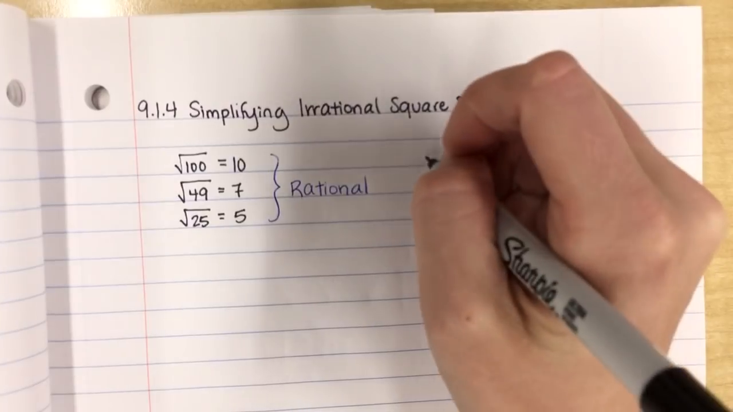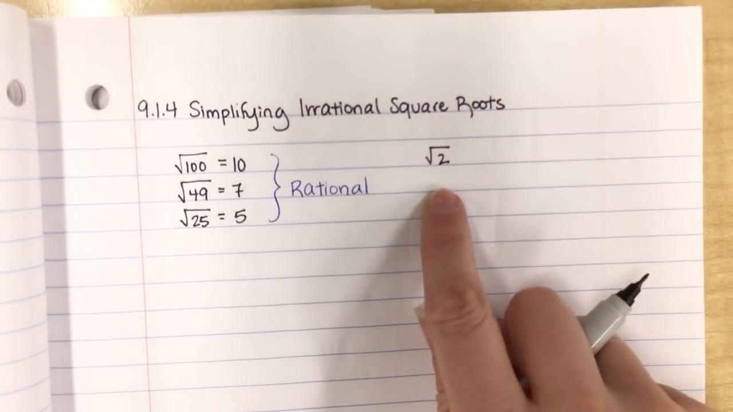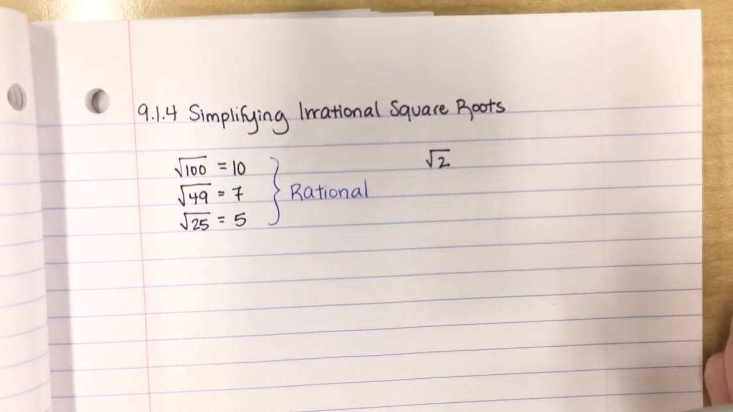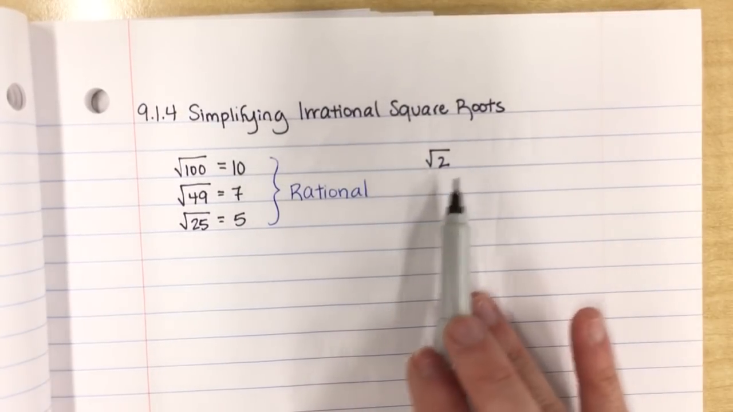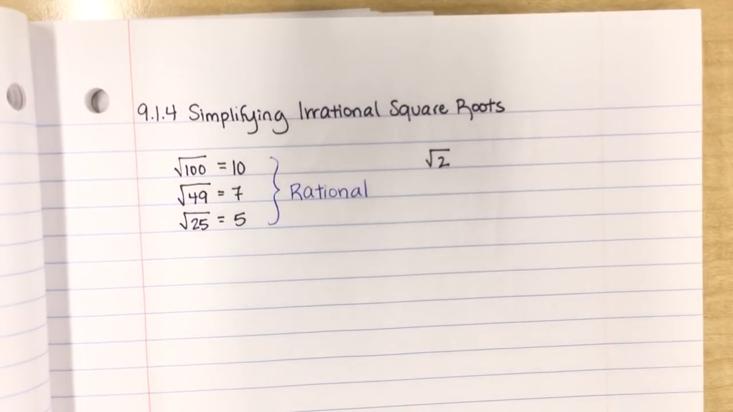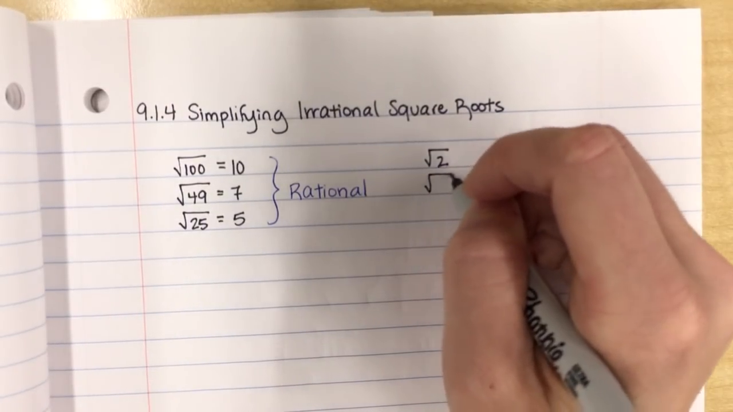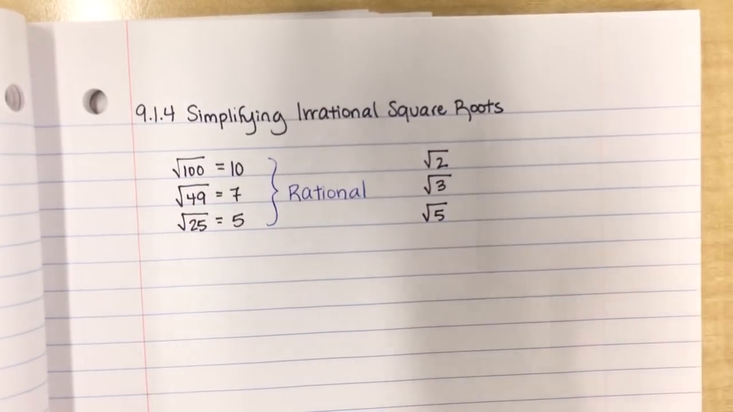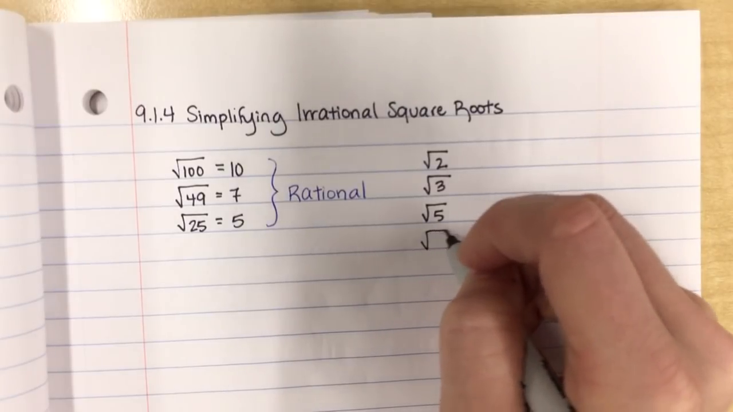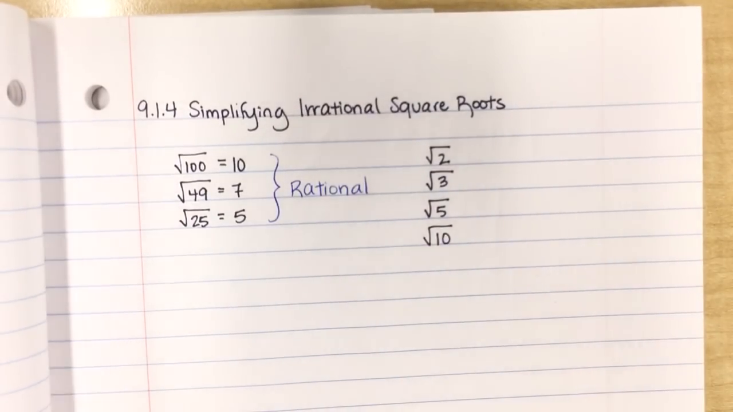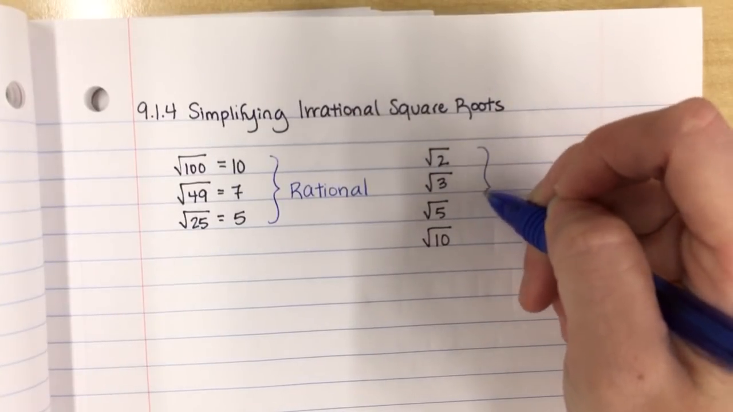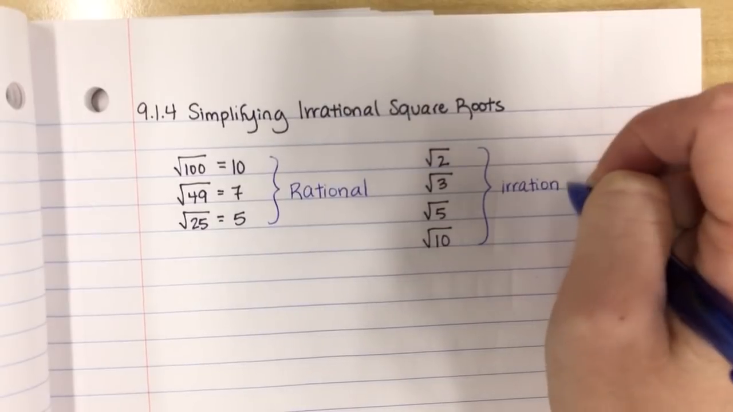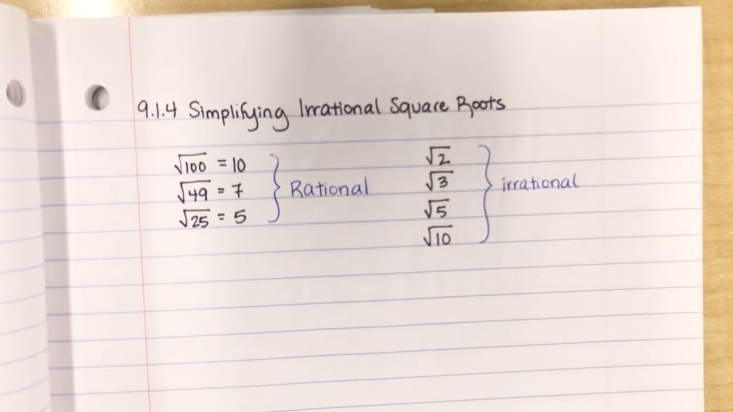Something like the square root of 2. We can't simplify the square root of 2, so it has to just stay that way. We could find the decimal approximation, but technically the square root of 2 is what's called irrational. Another common one is the square root of 3, the square root of 5, even something like the square root of 10. These all fall into the category of irrational because you cannot simplify them to become a whole number.